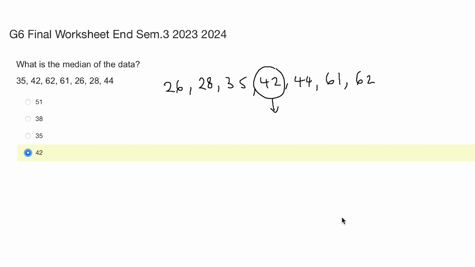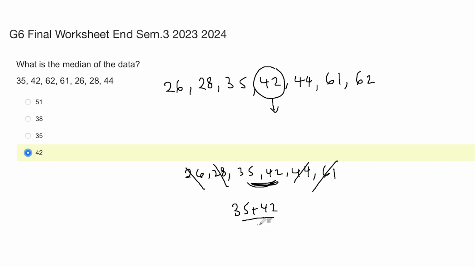What about if we have an even number of values? For example, if we have only 26, 28, 35, 42, 44, 61. In this case, we have an even number, so you will count to find which are in the middle. We have two values in the middle. We'll find their mean: we'll add them and then divide by 2. It will be 77 divided by 2, which is 38.5.